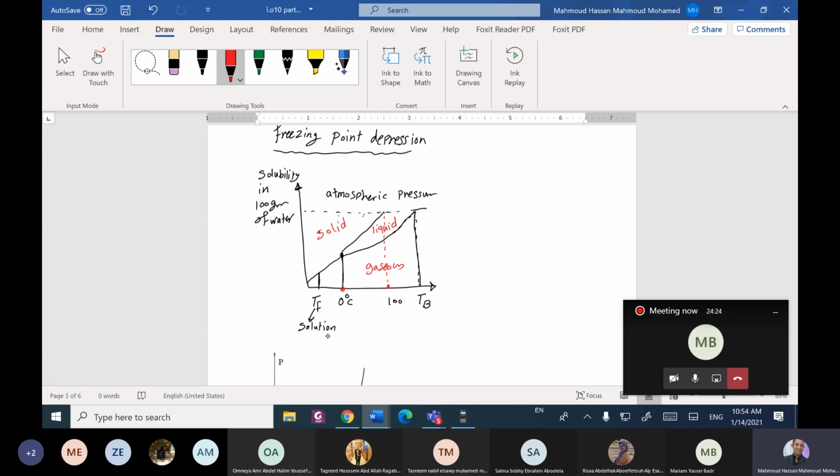We will find firstly, Tf represents the freezing point for the solutions, Tb the boiling point of the solution, 100 represents the boiling point of pure water, of pure solvent, and 0 degrees Celsius represents the freezing point of pure solvent.